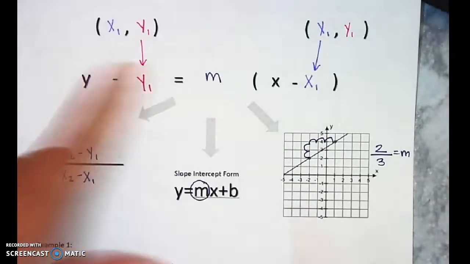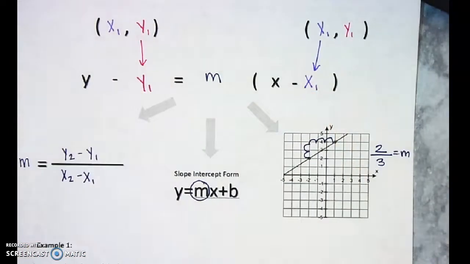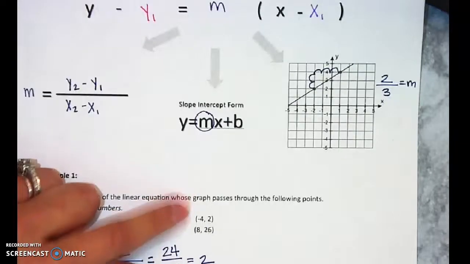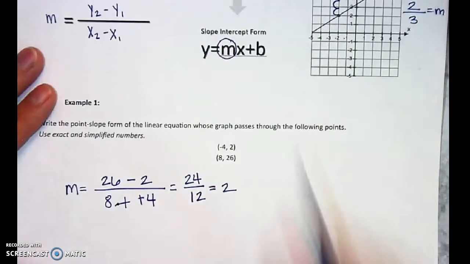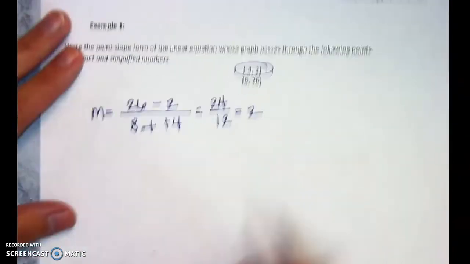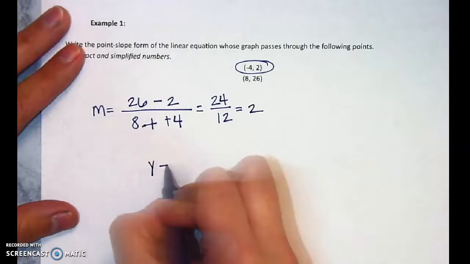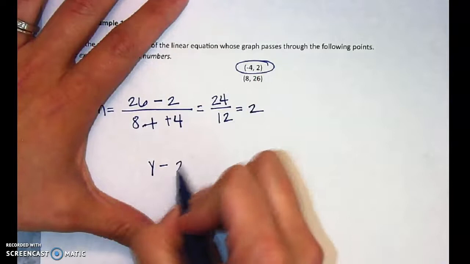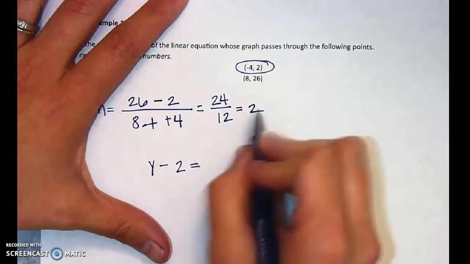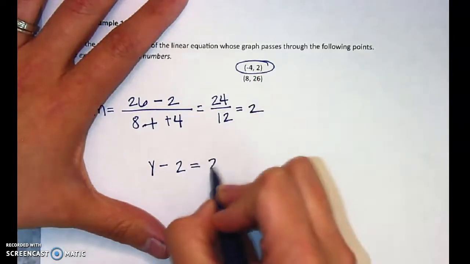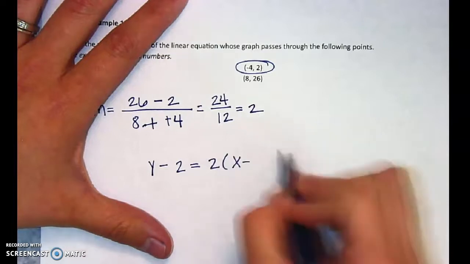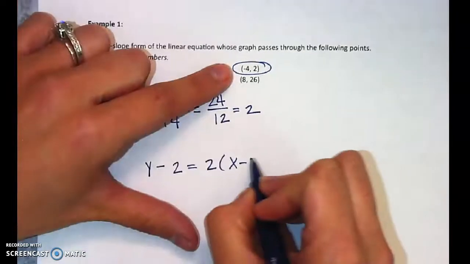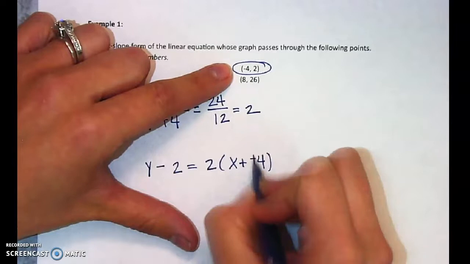Awesome. Now for our point, we just pick whichever one out of these 2 that we want. It doesn't matter. You just pick one of them, okay? And I'm just going to go ahead and pick the first one. They're smaller numbers, and so it's just going to be easier. So we end up with y minus y1, which is 2, right there, is equal to m, which we got 2 as well, parentheses x minus x1, which is -4, which becomes +4.